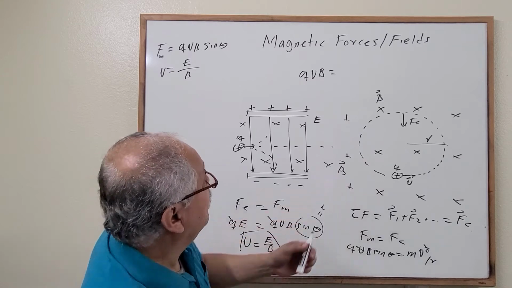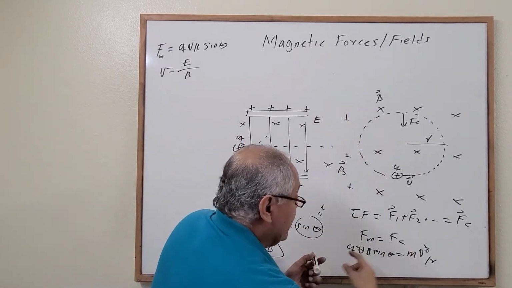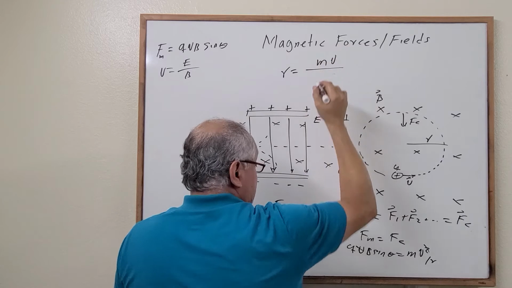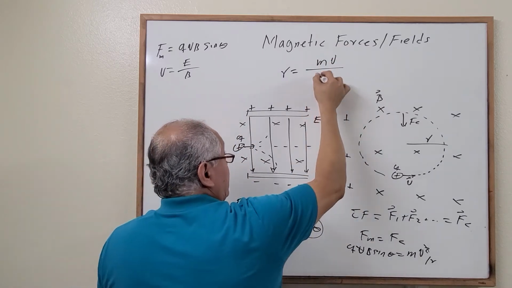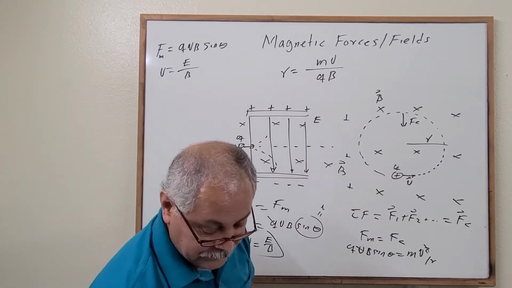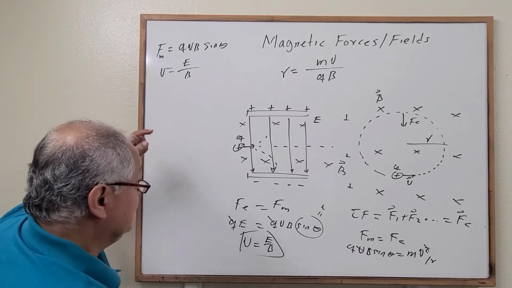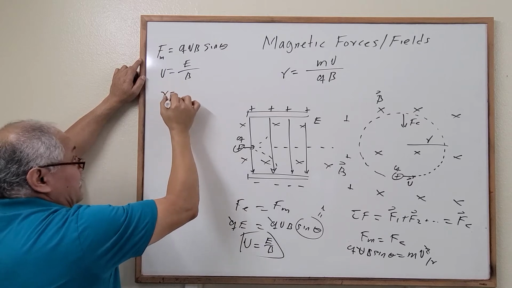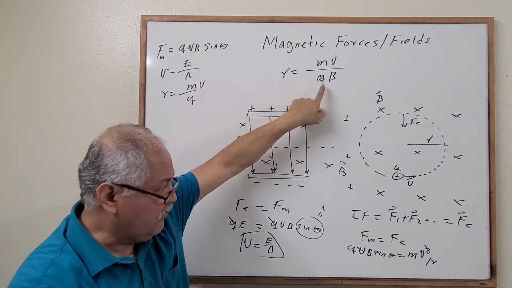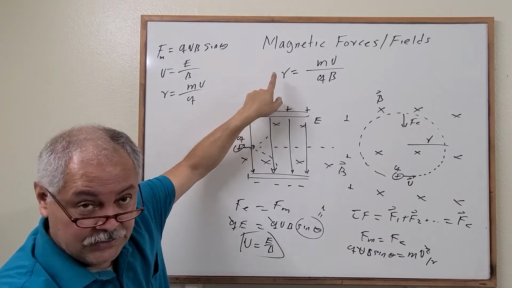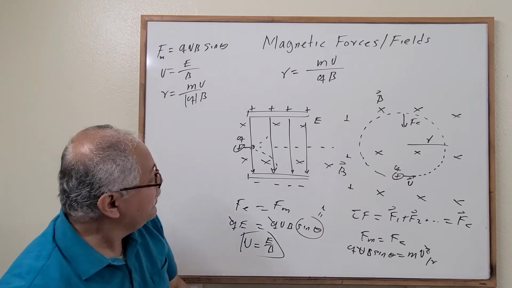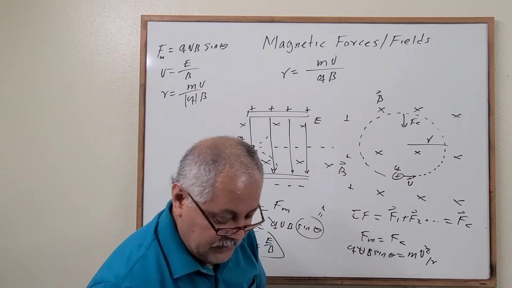Remember, we're solving for R. Let's cross multiply, and what do we have? R, the radius, is equal to M, the mass of the particle, times the speed, divided by charge times B. And that's the formula that gives us the radius of curvature: radius equals mv over charge times B. Remember, when we're dealing with charge, we use magnitudes to avoid a negative radius and so on. So we use the magnitude of the charge times B, also a magnitude.